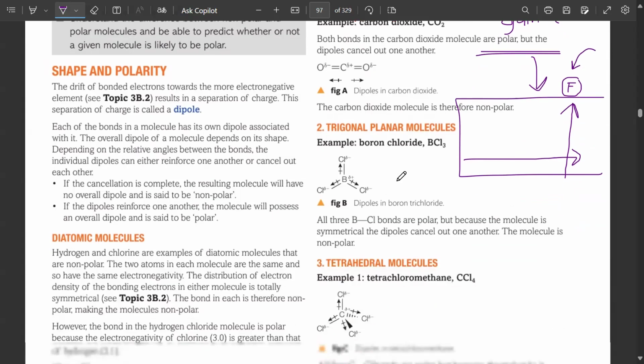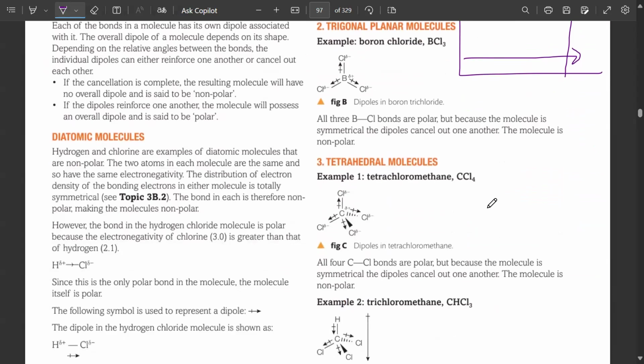I'll just explain again what electronegativity is. We know that ionic bonds, for example calcium chloride, are always charged. We know that calcium is plus charged and chlorine is minus charged. This is confirmed because these are ionic bonds. Ionic bonds are supposed to be charged.